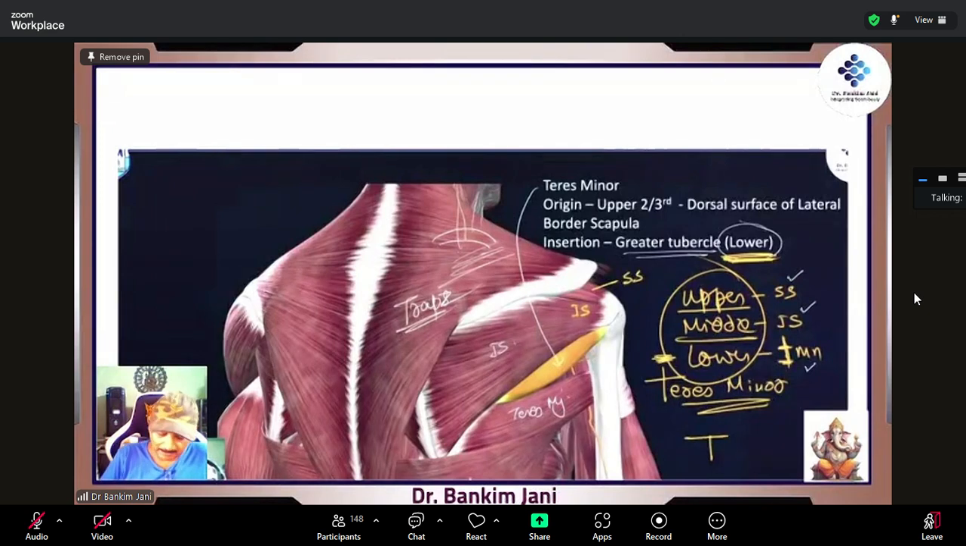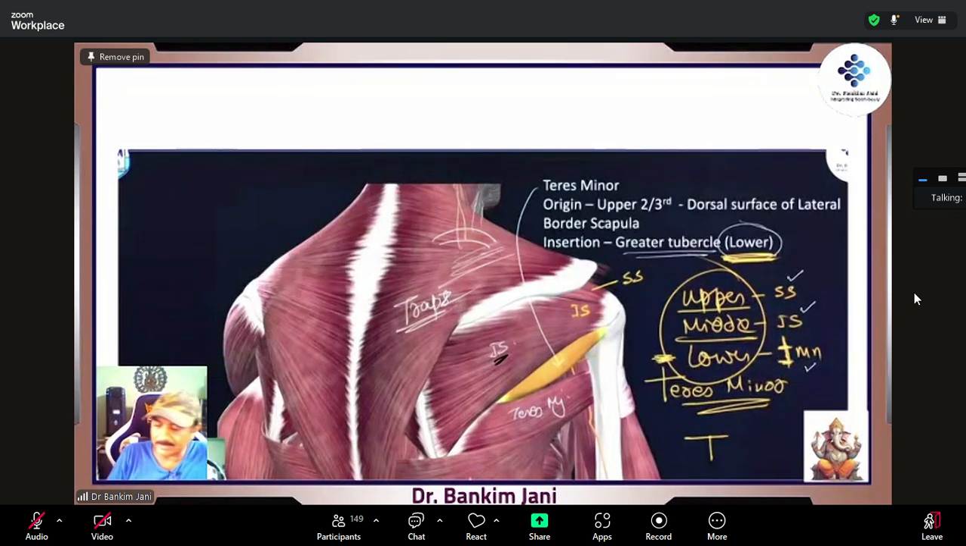So that was the scapula. Supraspinatus was here, the spine, infraspinatus done. Then that border which is slightly left out, this border, upper portion: upper 2/3 is by teres minor, and the lower one is by teres major. So they are coming from the edge, the dorsal side, that is the posterior side: dorsal surface of lateral border of scapula.